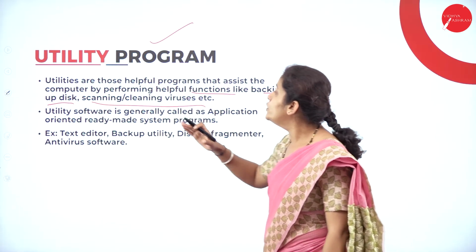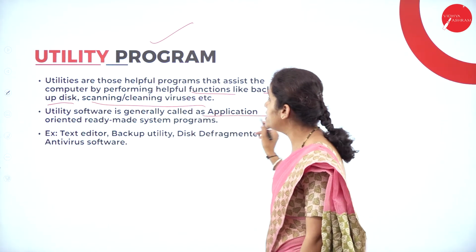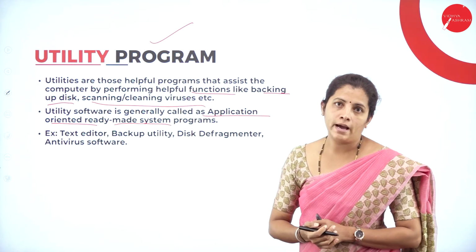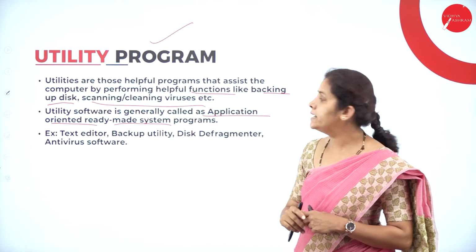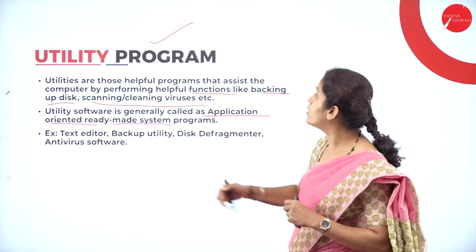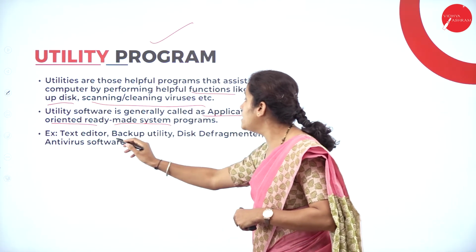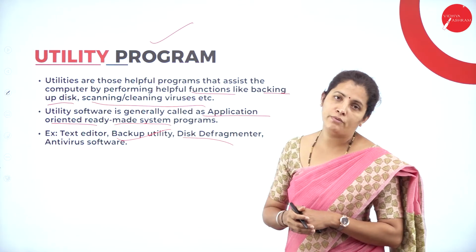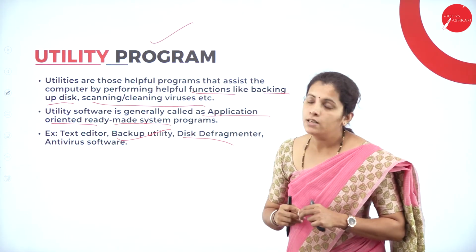So here utility software is generally called application oriented ready-made system program. I repeat, it is also called application oriented ready-made system program. So the examples for utility software are text editor, backup utilities, disk defragmenter, antivirus software. These are certain software that come under utility software.